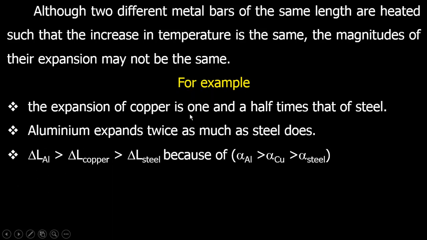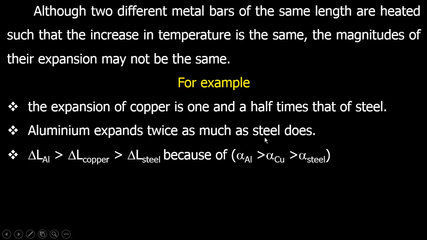The expansion of copper is 1.5 times that of steel. Copper expands 1.5 times that of steel. Aluminium expands twice as much as steel. With the same temperature rise, aluminium expands more, copper expands less, and steel expands the least.